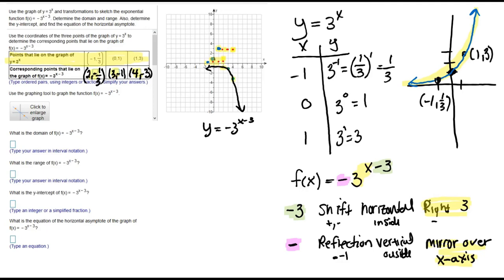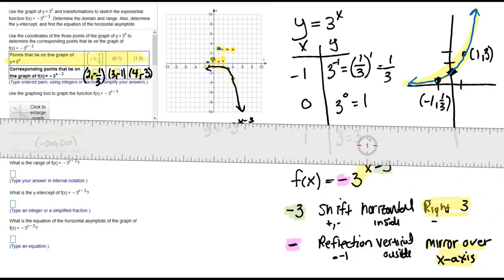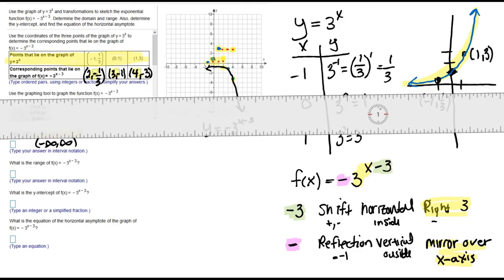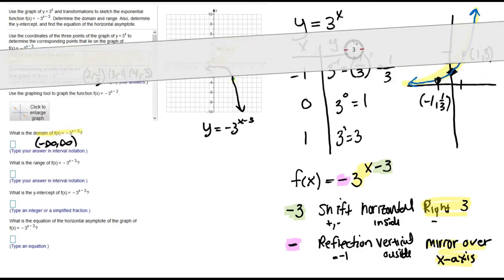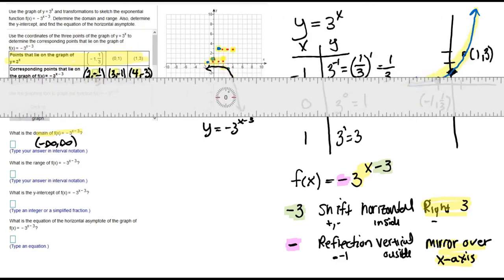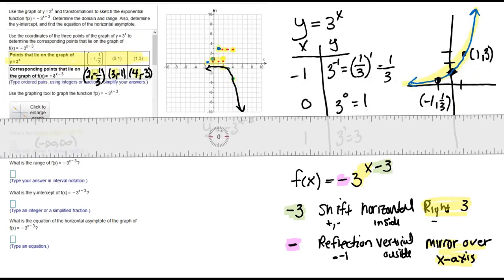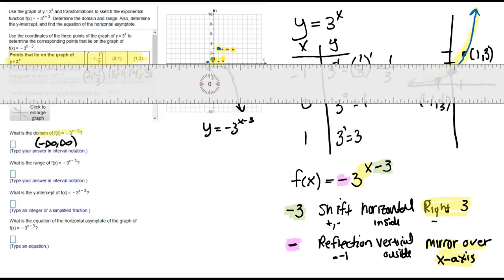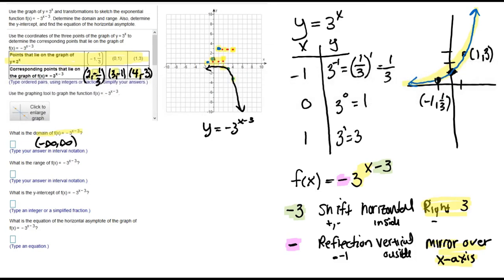Okay, the next question says, what is the domain? The domain of this exponential started off being -∞ to infinity. We did a few transformations, but the domain stays -∞ to infinity. For the range, we look over here at the starting graph. The range started at 0 and went to infinity, but on our new graph, because of the reflection, our range starts at -∞ and goes all the way up to 0. So our range goes from -∞ to 0, not including 0.